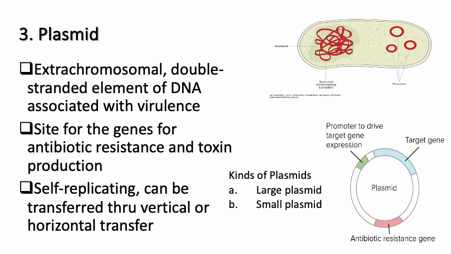Okay? Small plasmids naman po is usually where the resistance to tetracyclines and chloramphenicol is located.